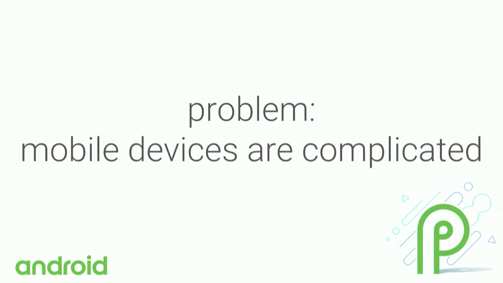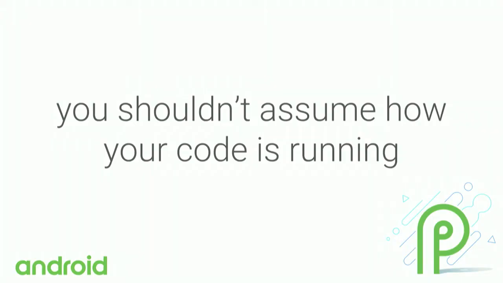So the problem is mobile devices are really complicated. You look at a current flagship phone, and it's an 8-core CPU with heterogeneous CPU cores. And there's a giant GPU, and your flash performance is totally different than what you would expect on a PC. There's a lot going on. You really can't assume anything about how your code runs. I've been looking at performance for years now. I can't predict how code will run. No one should assume how their code runs. So that's why we have Systrace.